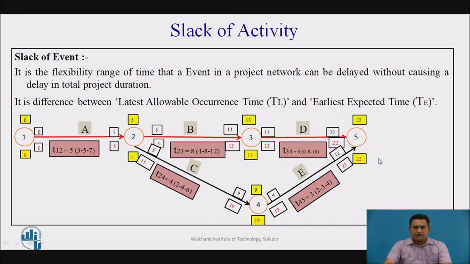In this network diagram, the yellow boxes are representing the earliest expected time as well as the latest allowable occurrence times. When we see the difference between both the event times, we will get whether that activity has slack 0 or more than 0, on which we can define that the event is a critical one or a non-critical one.